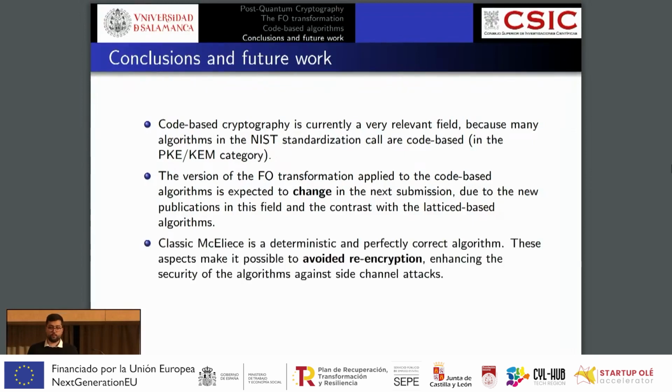In the case of Classic McEliece, it might be very interesting to study the possibilities of avoiding re-encryption. Re-encryption is when, in the decapsulation, you encrypt the message again to check if there has been any error. This is a vulnerability from a side-channel attack point of view, so it might be interesting to use the good properties of the Classic McEliece encryption scheme to avoid this step.